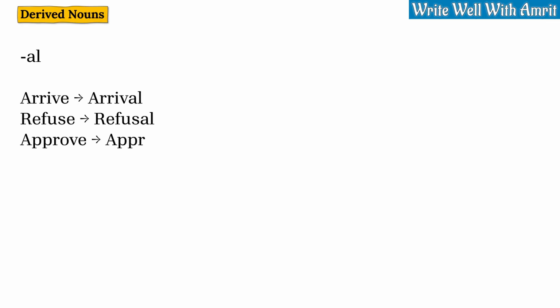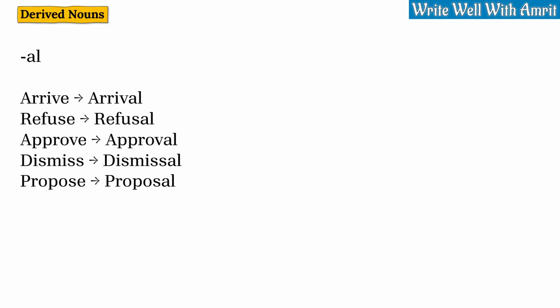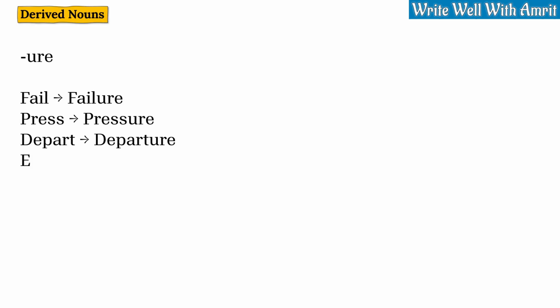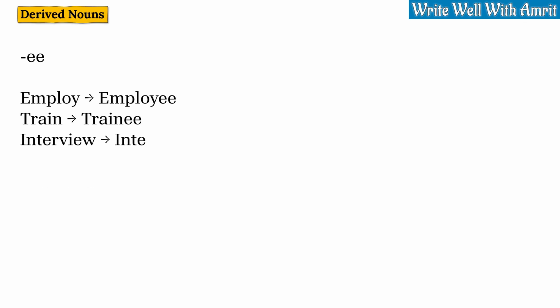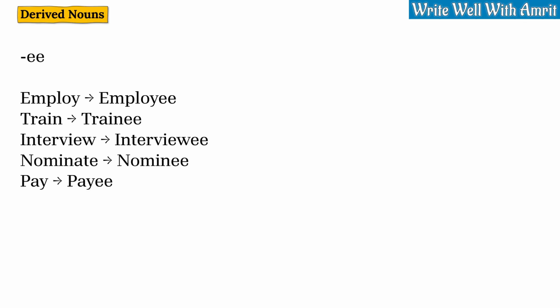With al, arrive becomes arrival, refuse becomes refusal, approve becomes approval, dismiss becomes dismissal, and propose becomes proposal. And if you add ure, fail becomes failure, press becomes pressure, depart becomes departure, expose becomes exposure, and mix becomes mixture. You can also add double ee. Employ becomes employee, train becomes trainee, interview becomes interviewee, nominate becomes nominee, and pay becomes payee.